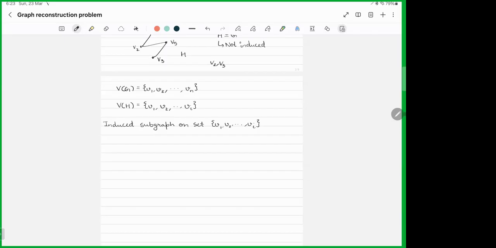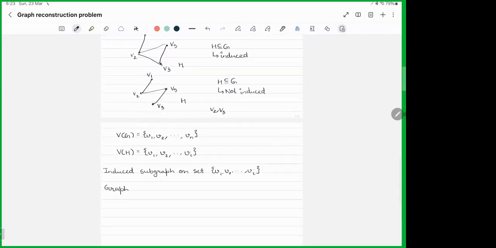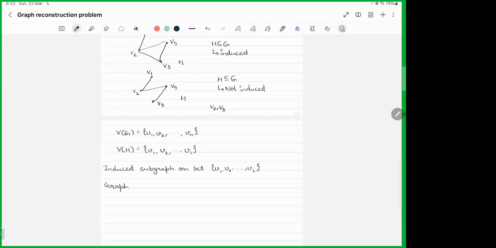So let's come back to the problem, this graph reconstruction problem which I wanted to discuss. I started with the definition without giving any motivation, like why we are looking at this particular definition, why we need isomorphism and all this stuff. So let's play a game with graphs.